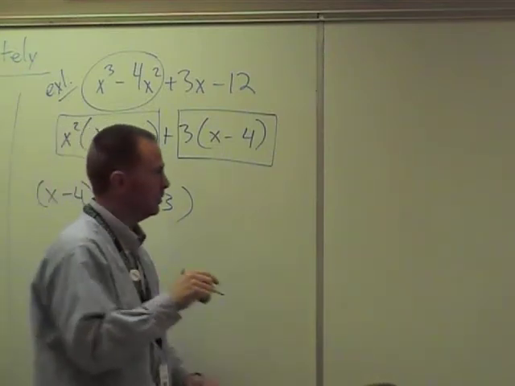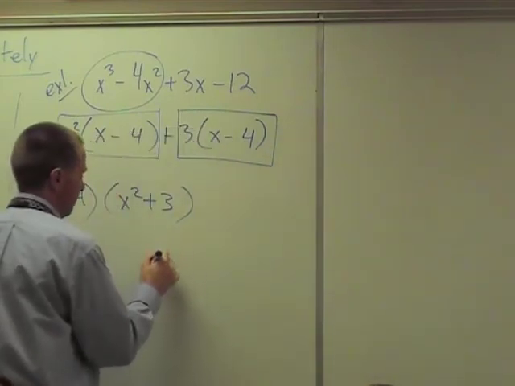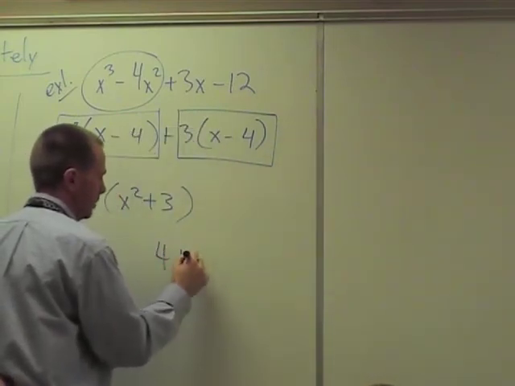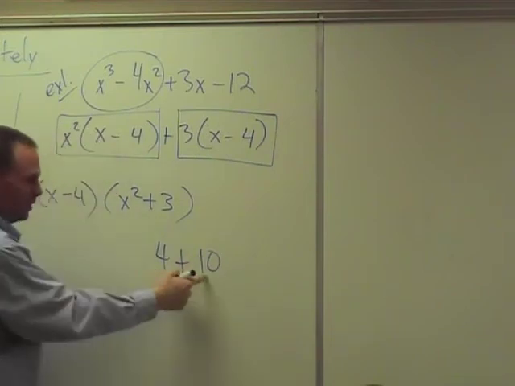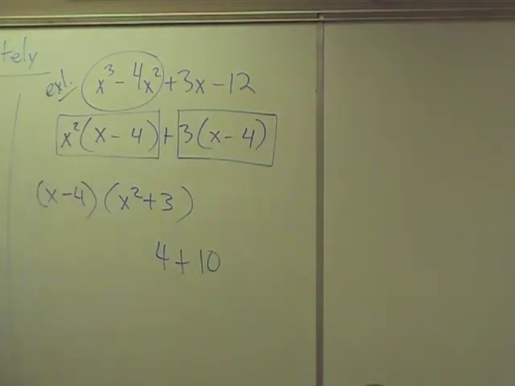Let me ask you something. What can I factor out of there? 2. Why isn't it 2 squared? Because there's no squared on these.